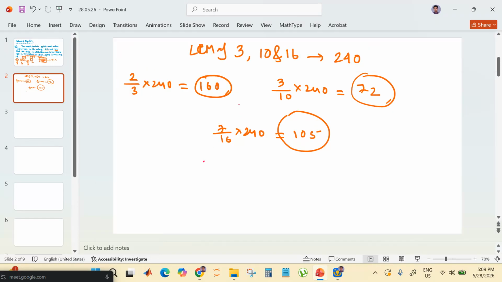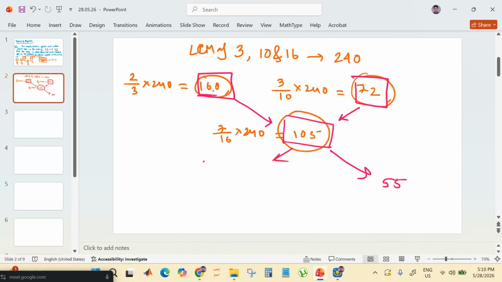So from 160 and 72, you have to get 105. The question is to find the ratio. To calculate the ratio, the shortest way is to subtract these numbers: 160 and 105, the subtraction is 55. And 72 and 105, the subtraction is 33. So this is the ratio. 11 cancels, and it is 3 is to 5. So the answer should be 3 is to 5.